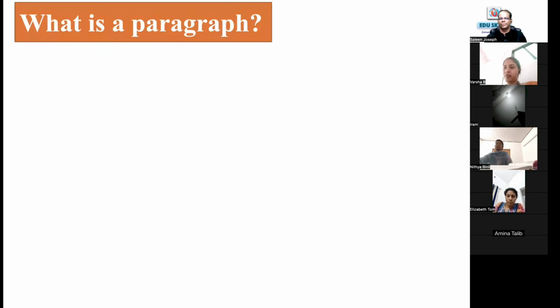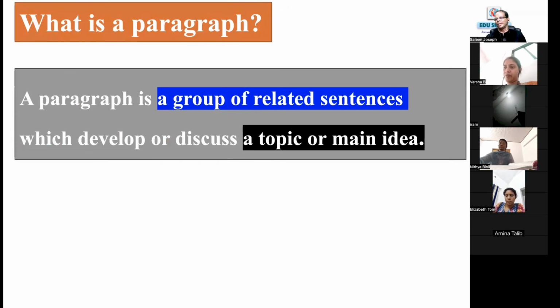And what is a paragraph? A paragraph is a group of related sentences. Related is very important. Just putting together many sentences will not make a paragraph. A paragraph is a group of related sentences which develop or discuss a topic or main idea. One single topic in a paragraph.